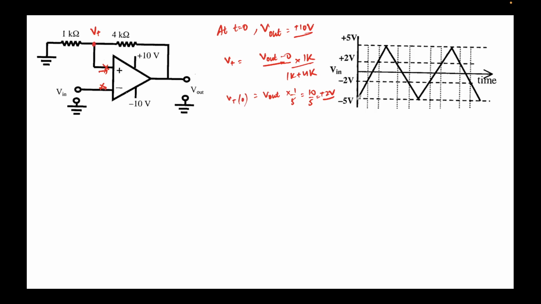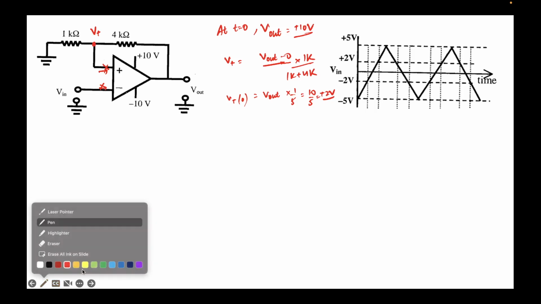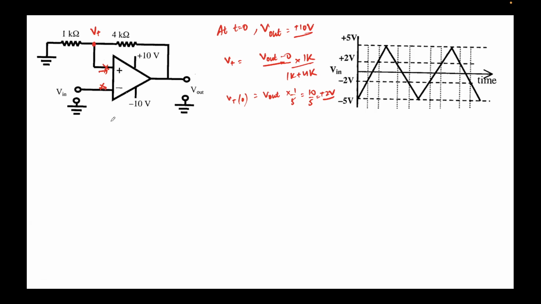Now at t equal to 0, we start applying an input triangular waveform. So the input waveform will start from here. What will happen is that this op-amp will behave like a comparator. This node is sitting at plus 2 volts; I'm writing it in a different color just to illustrate. So case 1: when V in is less than plus 2 volts, right? This means in the purple region over here, V in is less than plus 2 volts, and we know that V plus is sitting at plus 2 volts.